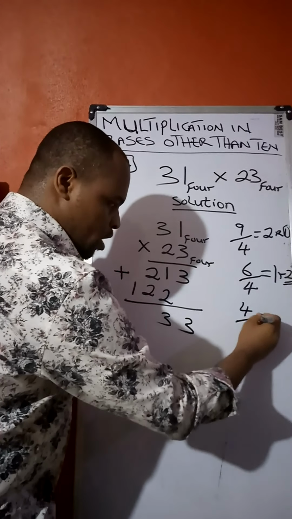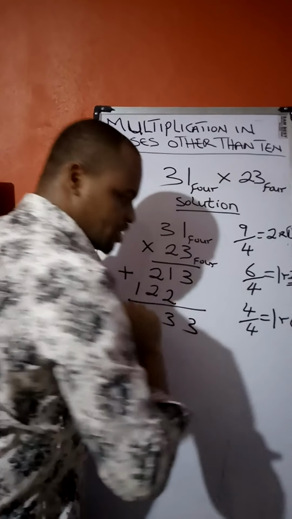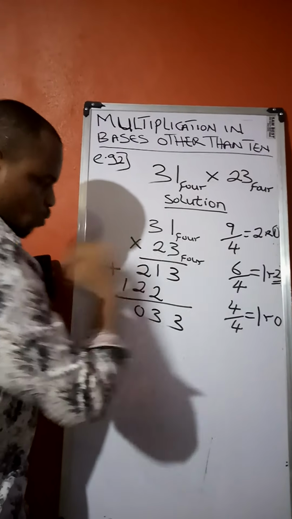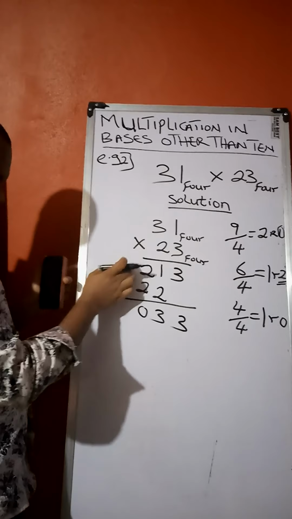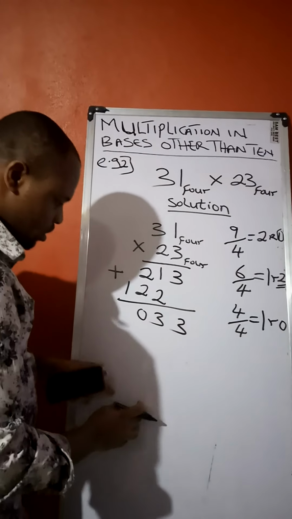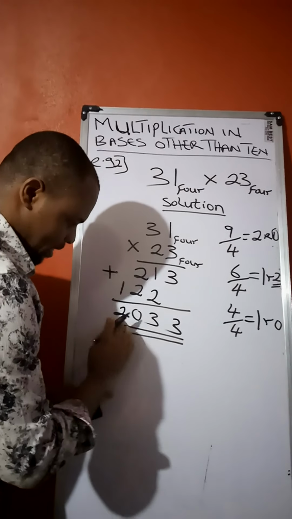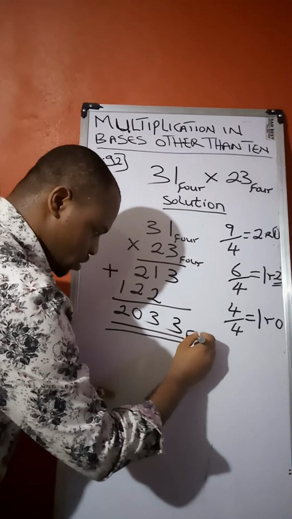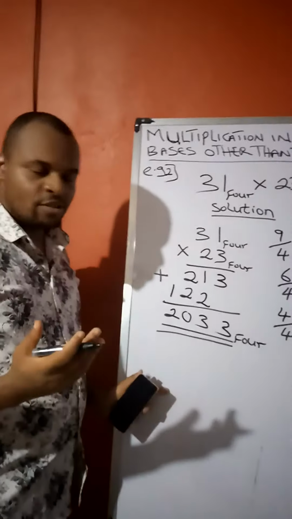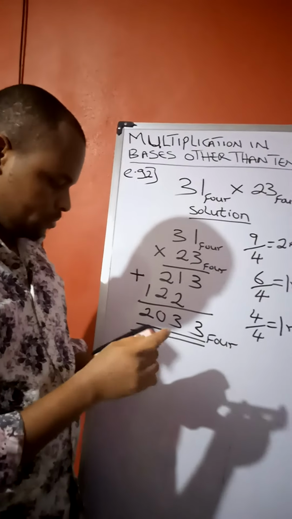4 over 4. If I divide, I'll be having what? 1, remainder 0. I'll write my remainder, which is 0, and carry what? 1. The next one is here. Here is 0. 0 plus 1 is 1, plus the 1 I carried is what? 2. So this is my answer, 2033 in base what? In base 4. I hope that is clear enough. We'll take one more example for multiplication.